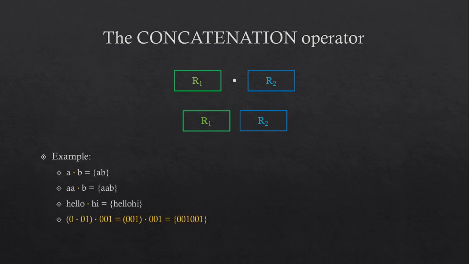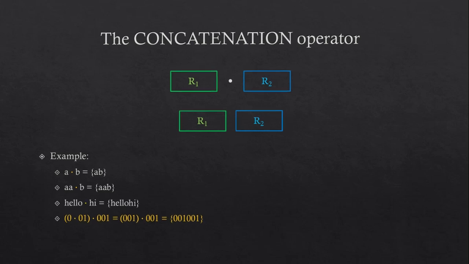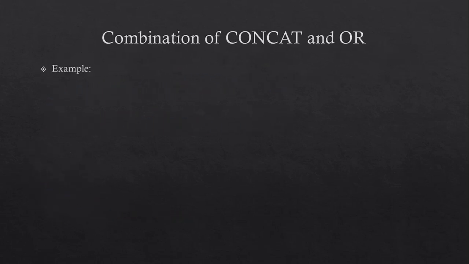Again, this binary operator can be extended to work with three or more operands. In this example, these three operands all concatenated together give us the string 001, 001. Now let's see some of the combinations here. In the first example, we have A or B, which is concatenated with C. So if we take A, we get AC. If we take B, we get BC.